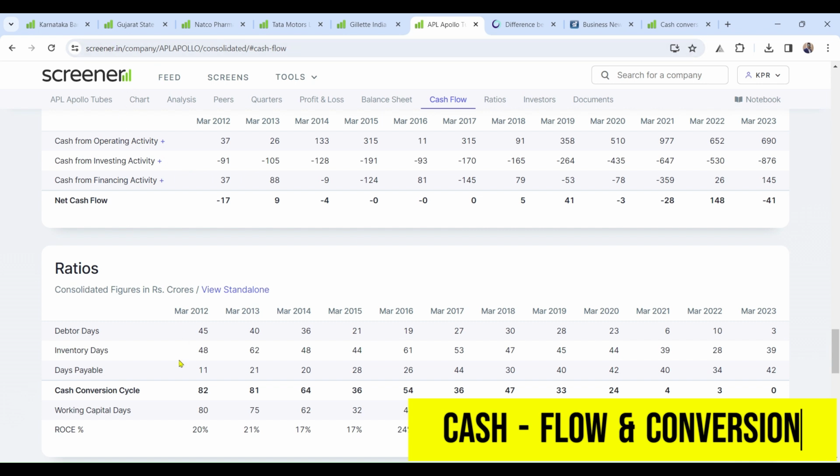So here you see this example. Initially, it used to be 82 days, and they have gradually decreased it. And in the current year, it has come to zero, which is very good, right? So these are all the parameters with respect to cash. One can have a look.